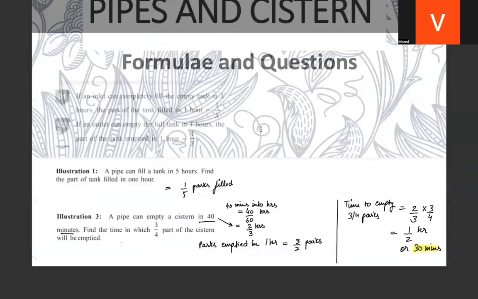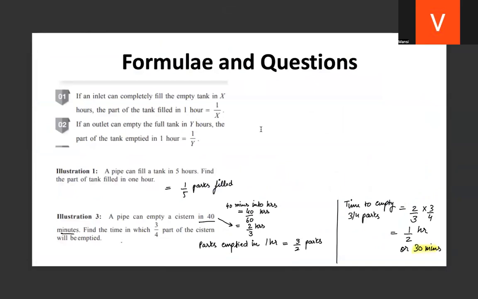So, let's start. Firstly, we see the formula. The formula says that if the statement is an inlet can completely fill the empty tank in X hours, what would be the part of the tank filled in 1 hour? To calculate that, we simply have to take the reciprocal of X. So that would be 1 by X part of the tank that would be filled up in 1 hour. This is regarding if it is completely filled.